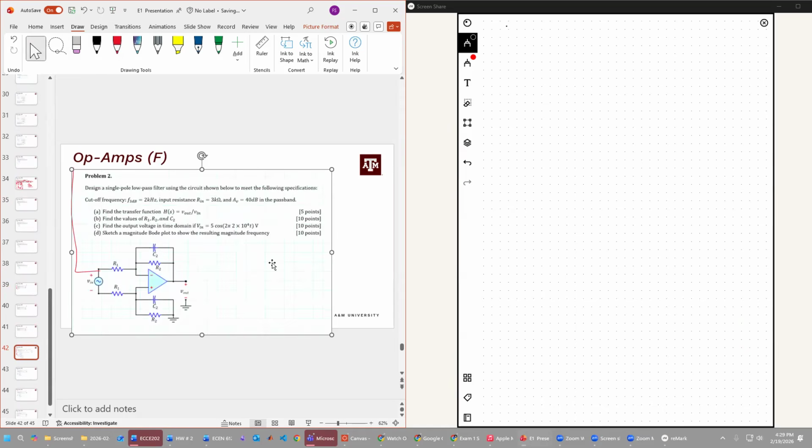Okay. All right, let's get right into it. So design a single pole, and this is important, single pole, low pass filter using the circuit shown below to meet the following specs. So we have a cutoff frequency of 2 kilohertz. We have an input resistance of 3 kilo ohms. We have a gain of 40 dB in the passband.